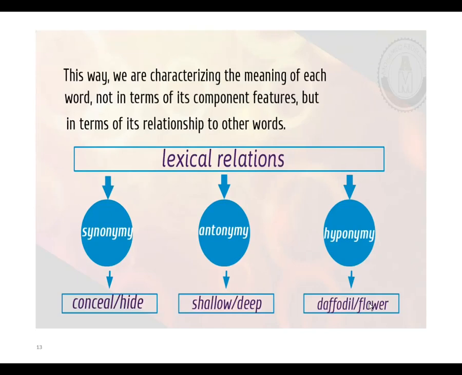We should also know that words are related to one another by means of lexical relations. For example, we have synonymy, words which have similar meanings, such as conceal and hide. Antonymy, words which have opposite meanings, such as shallow and deep. We have hyponymy, a sort of hierarchical relationship. For example, daffodil and flower. Flower is a hypernym, and daffodil is the hyponym, because flower comes at the top of daffodil, since we have other kinds of flowers such as rose, such as tulip, and so on.